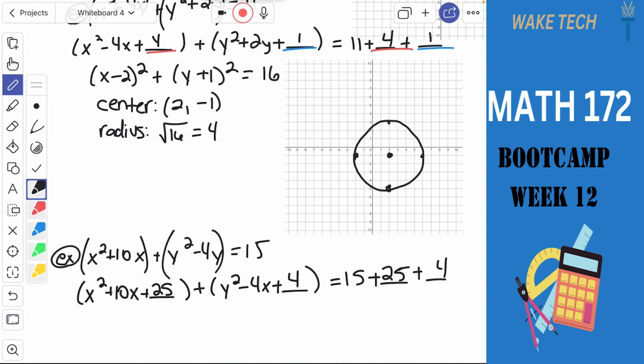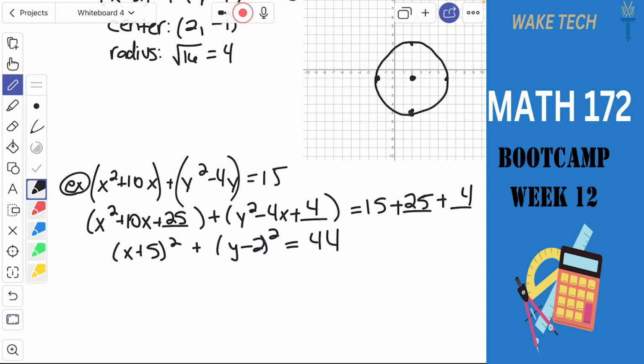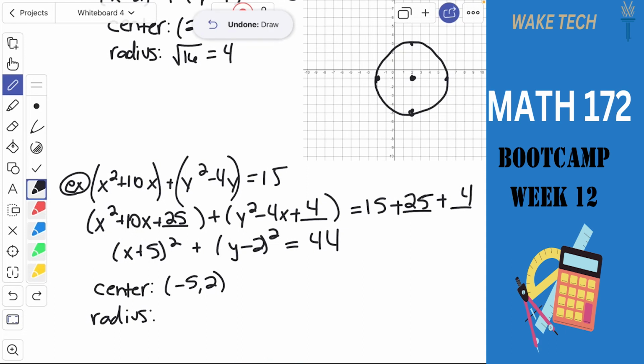Which now creates a perfect square for the x's, x plus 5 squared. It's a perfect square for the y's, y minus 2 squared. And on the right side, we get 44. The equation of the circle is now in standard form, so we can identify the center and radius. The center is negative 5, 2, the opposite of the number with x and the opposite of the number with y. The radius is the square root of the number on the right side. The square root of 44 is 2 times the square root of 11.